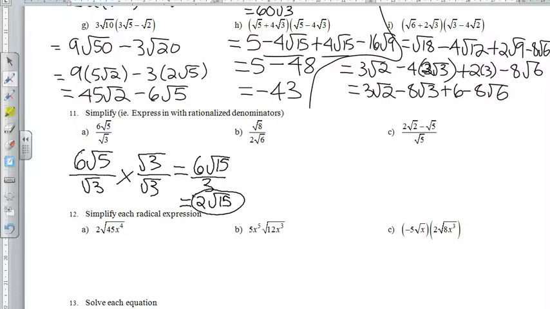Okay, so that's simplified. How do you know? Well, there's no radicals in there, right? I mean, there's nothing that simplifies with the 15. 15 is 3 times 5, no perfect squares. On your calculator, you can go 6 root 5 divided by root 3, hit enter, and you can go 2 root 15 and hit enter, and they will be the same. Okay, and then you know, oh, okay, yeah, I did that one right.